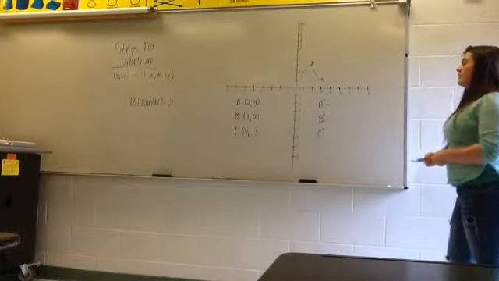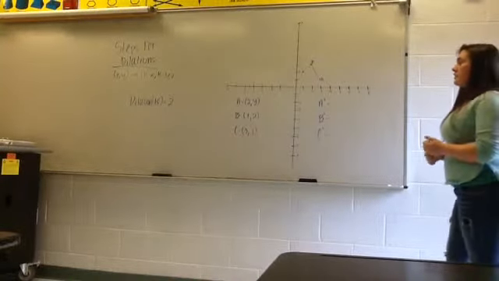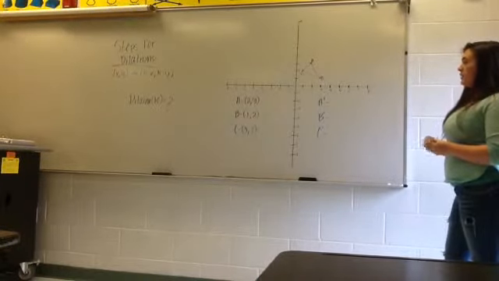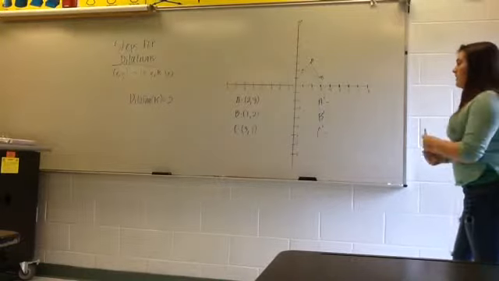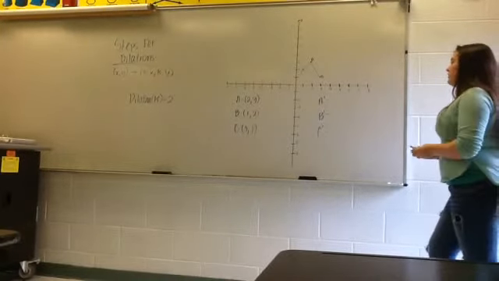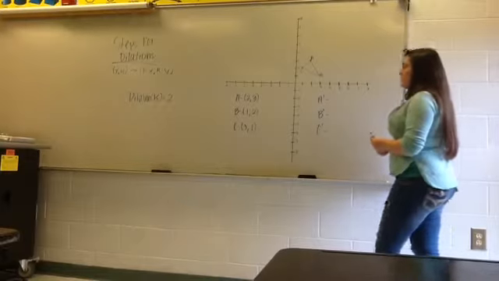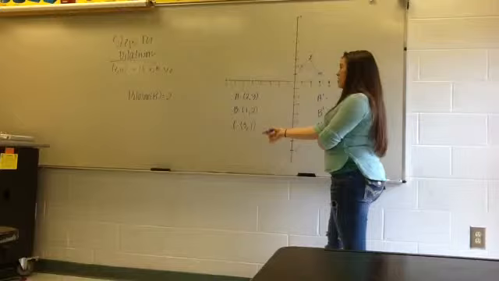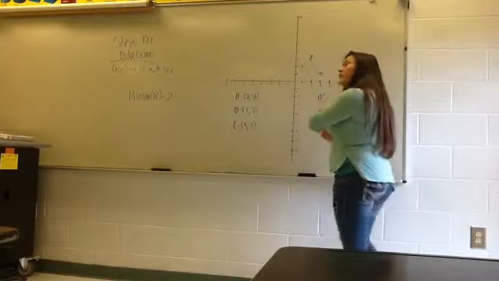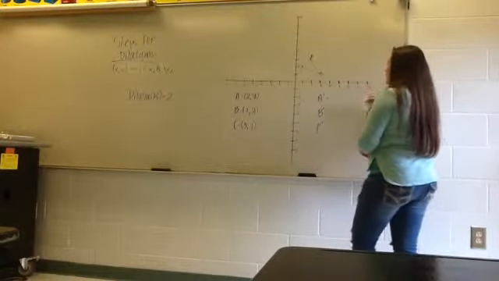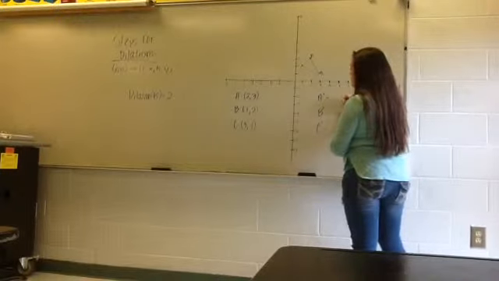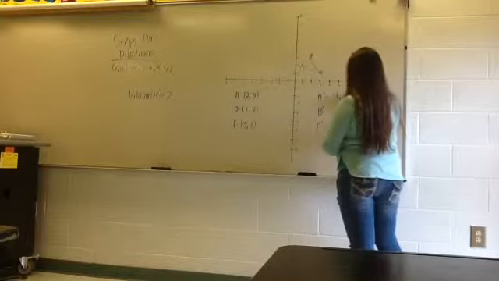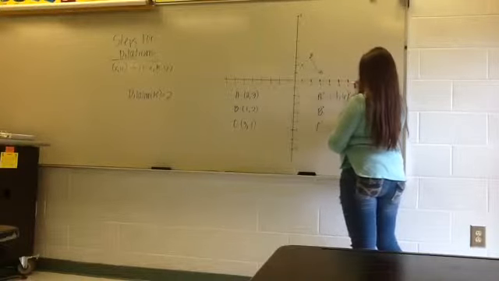Next we have dilations. The step for dilation is xy to k times x, k times y. In this problem we have a dilation of 2. So how we're supposed to do this is you're supposed to multiply your x and y values by your dilation. So first for A, we have 2 times 2, which is 4, and 3 times 2, which is 6, and those are our A coordinates.